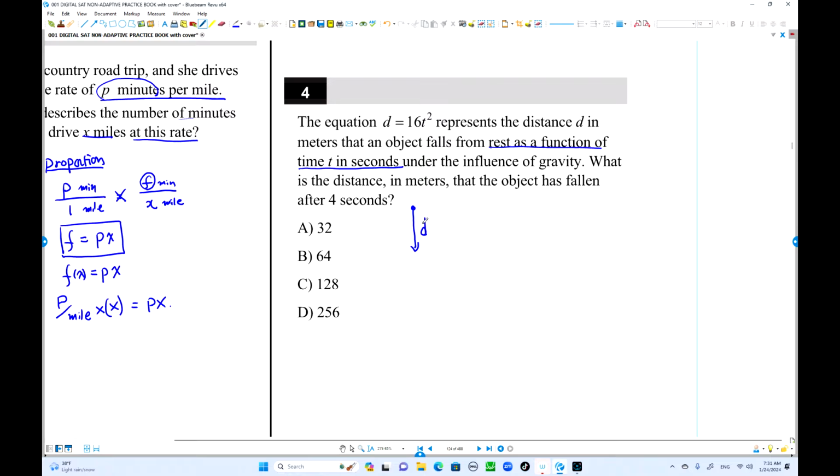If t is 0, this distance is 0, right? We measure the distance from here. So for 4 seconds, just put this number into the equation. Distance must be equal to 16 times t squared, since it is proportional to t squared. So 16 times 4 squared is 16 times 16, that is 256. The distance must be 256.